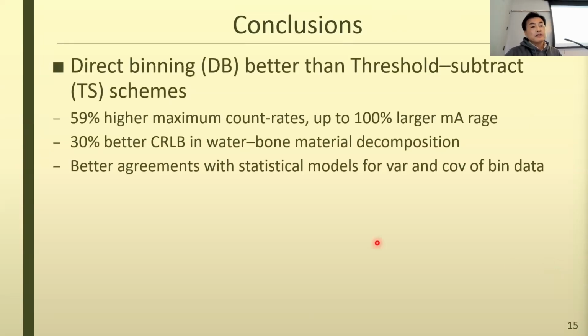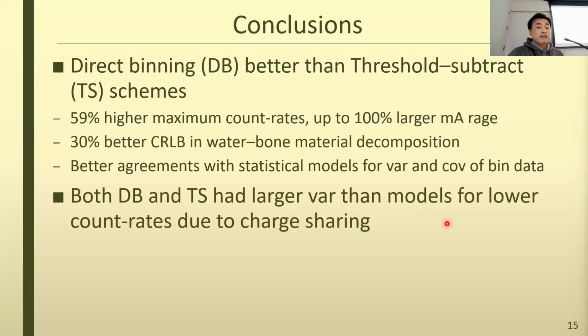So in short, in our opinion, DB is better than TS schemes because it had a 59% higher maximum count rate and up to 100% larger usable tube current range. It had a 30% lower bound in the water-bone material decomposition, and had better agreement with statistical models for variance and covariance of the beam data.